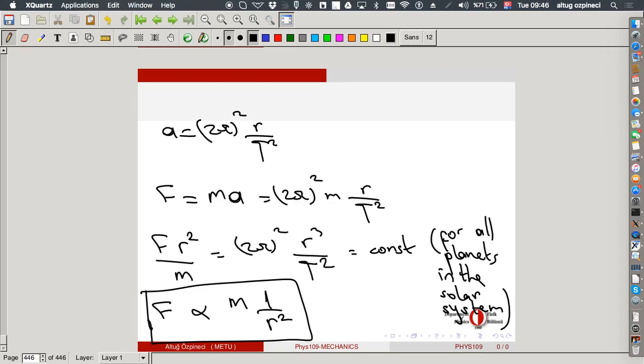So we now know the proportionality. It will in fact be Newton's third law which tells us that this force should also be proportional to the mass of the star, not only the mass of the planet. And we will call the proportionality constant Newton's constant.